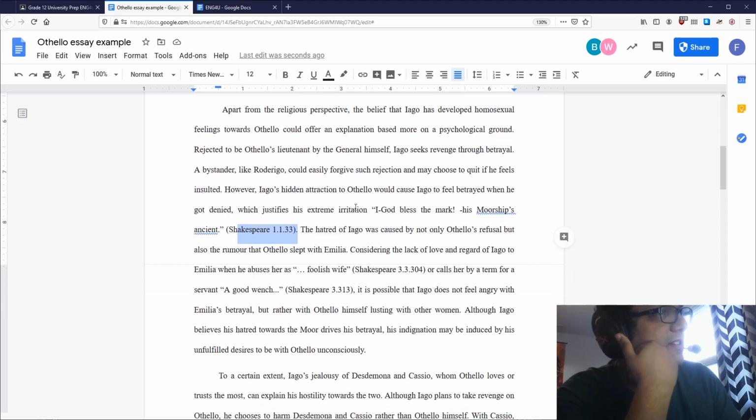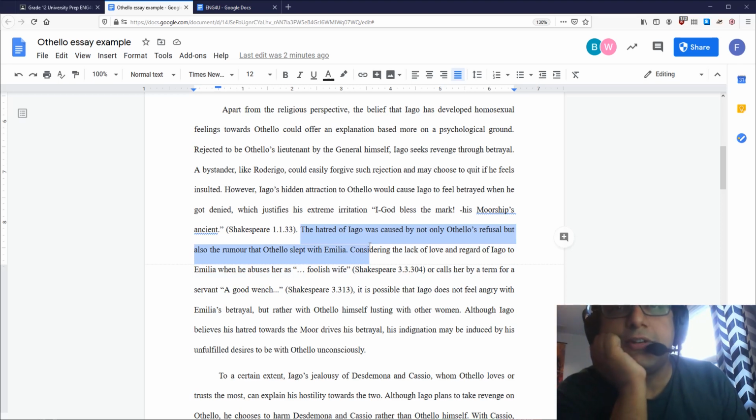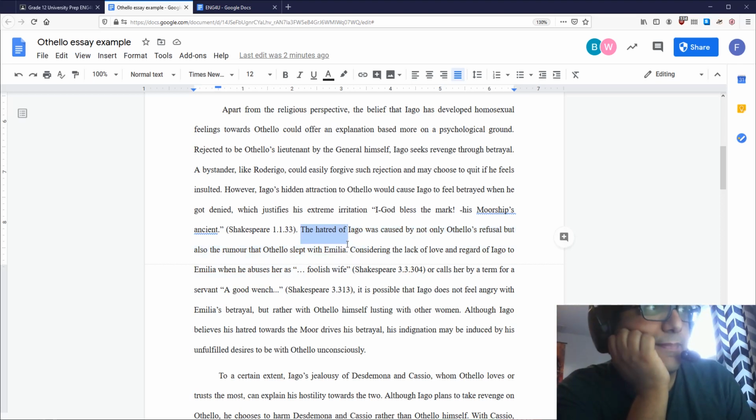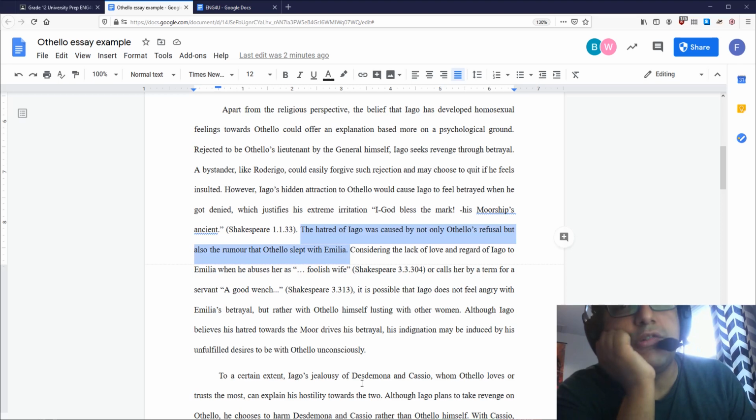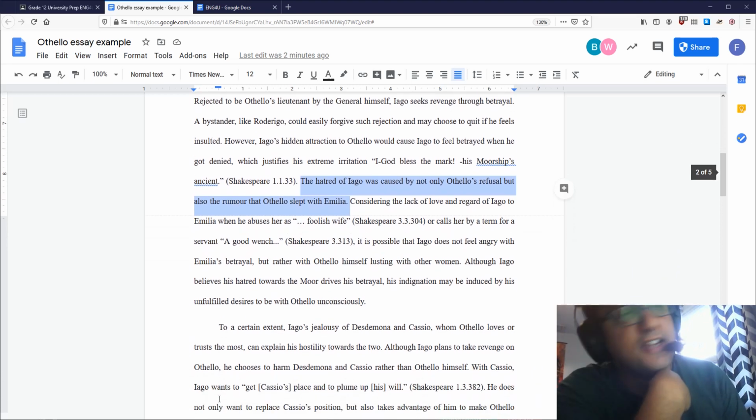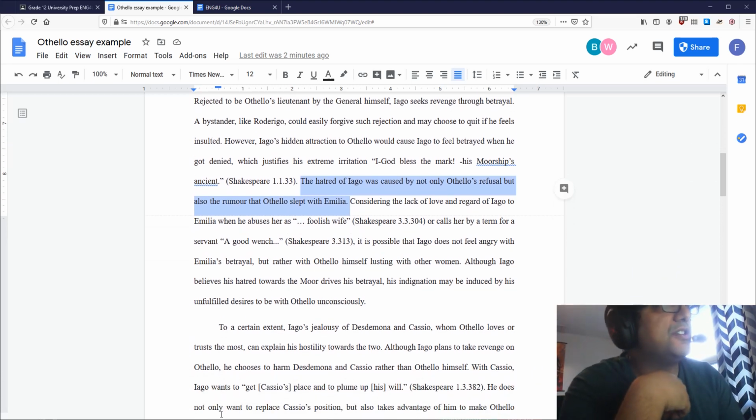Now, you'll also notice that the person has their quote here, and then it has the hatred of Iago was caused by not only Othello's refusal, but also the rumor that Othello slept with Emilia, right? So that there is the analysis. So when you are quoting, don't just throw quotes at me willy-nilly, right? Stop, analyze them, make sure that you know what you're talking about.